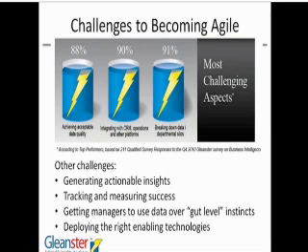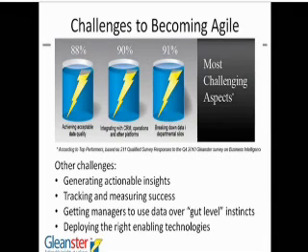Next slide. But when we look at Agile, obviously that sounds really great, but what are some of the challenges that organizations are facing? And recently Gleanster did some good research in terms of, what are companies facing and what are their challenges regarding Agile adoption.